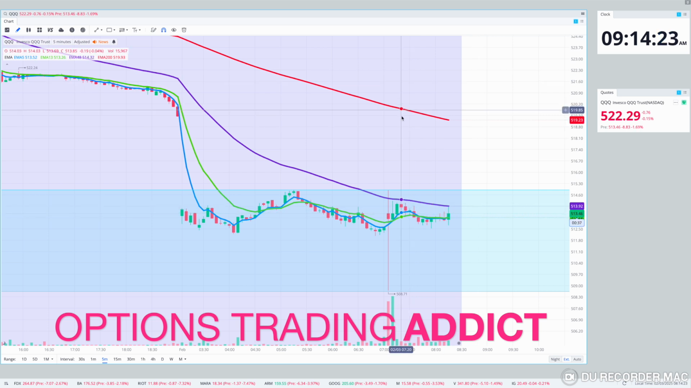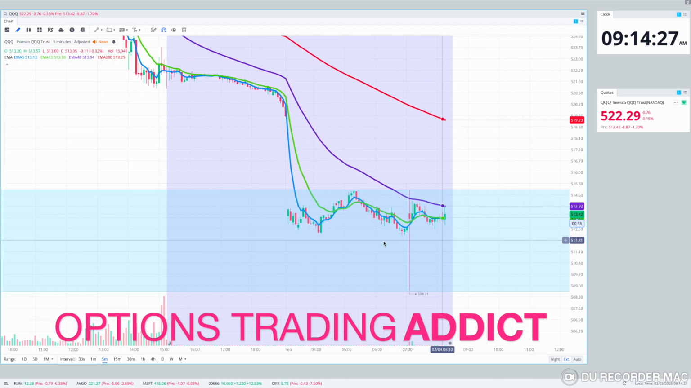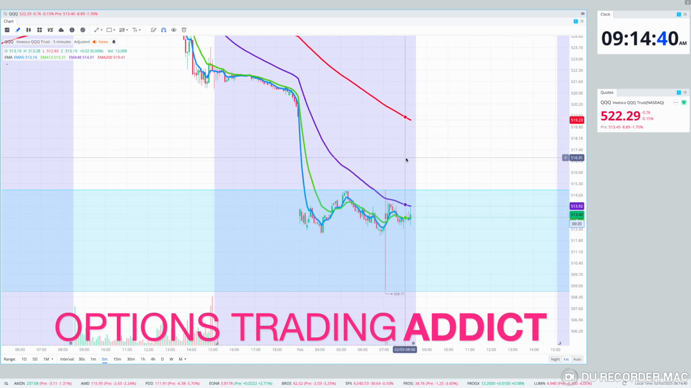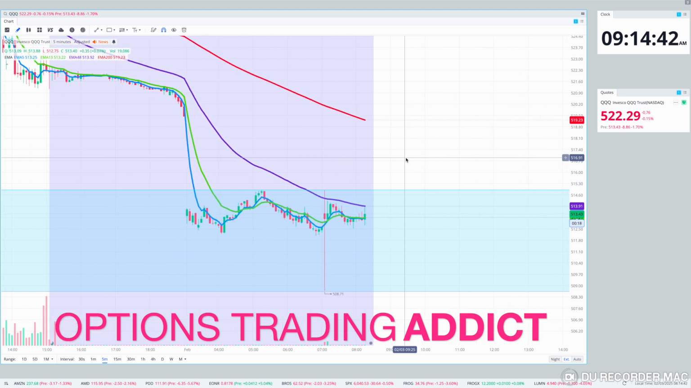Okay, right now our EMAs are aligned to the downside, but we've got to see, is it going to break this level of support right here, or is it going to just continue to consolidate? Or if it goes back up, then we're definitely not going to place a trade, because we've got to wait for these EMAs to align to the upside. So I'll sit and I'll wait and I'll watch.